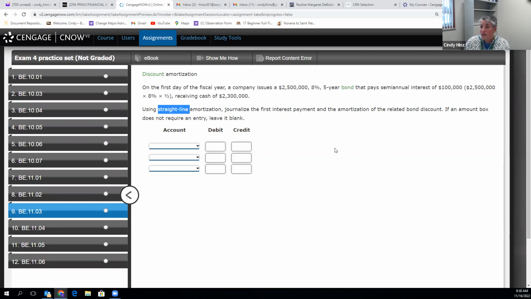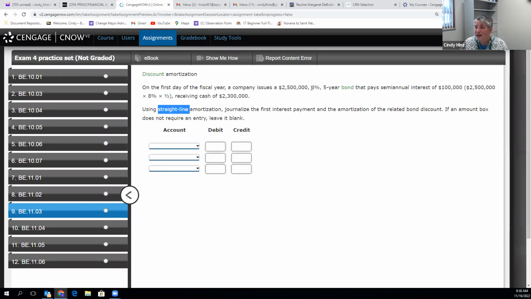On the first day of the fiscal year, a company issues a $2.5 million 8% 5-year bond that pays semi-annual interest of $100,000. Remember, we also have that page of formulas, by the way. Actually, I think there are 2 pages of formulas and terms in the chapter 11 reference materials. So they received cash of $2.3 million. These bonds were sold at a discount.